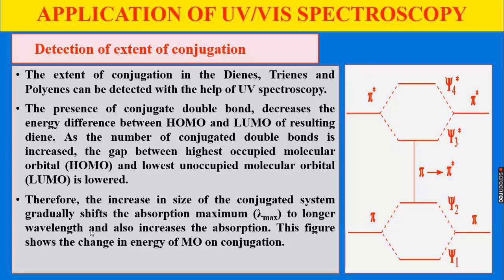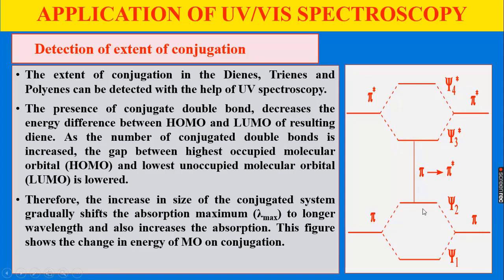Conjugation means diene, triene, and polyene, meaning having more than one double bond. I will explain conjugation here with the help of molecular orbital theory. In molecular orbital theory, these are molecular orbitals, bonding and anti-bonding. This is the highest occupied molecular orbital containing electrons, and these are anti-bonding, the lowest unoccupied molecular orbitals.